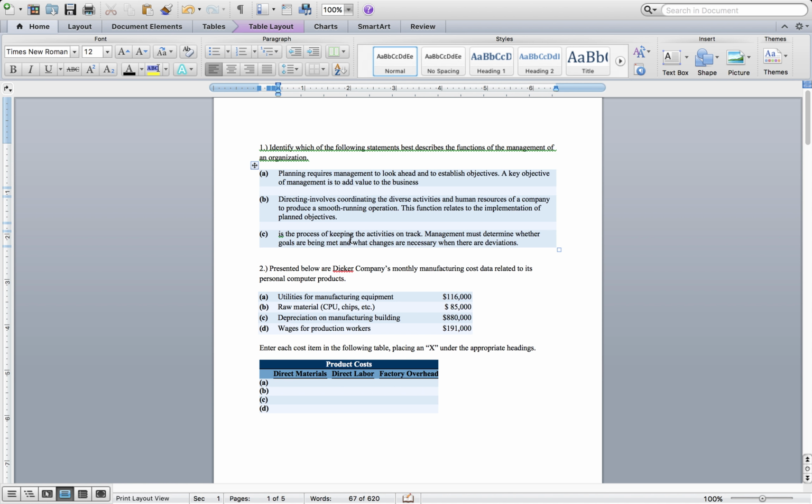Okay. Last one, the process of keeping the activities on track. That means you started it, you got the plan going. Now you have to make sure it's running the way it's supposed to. That's going to be the controlling function.